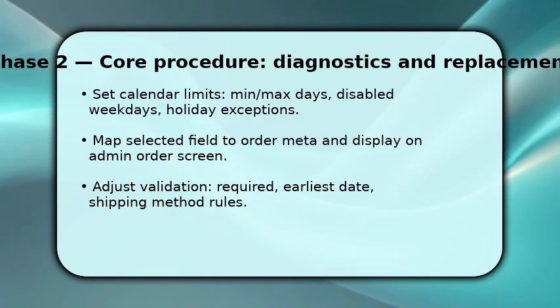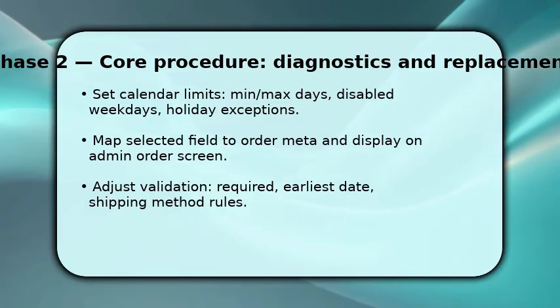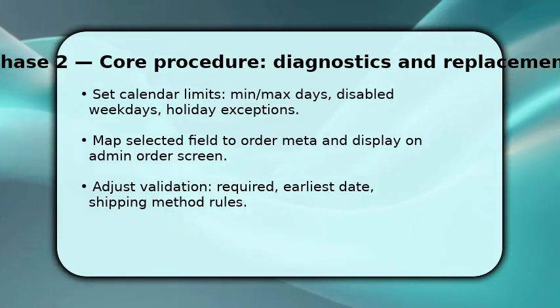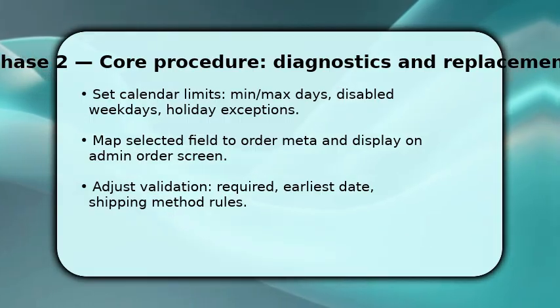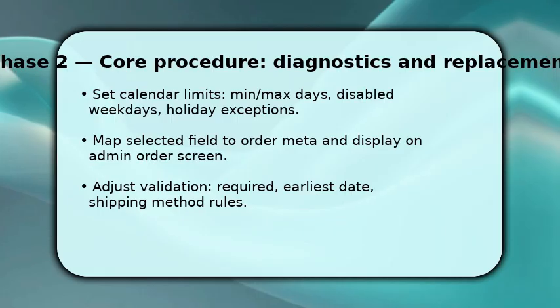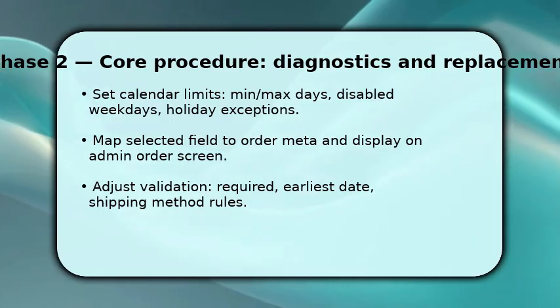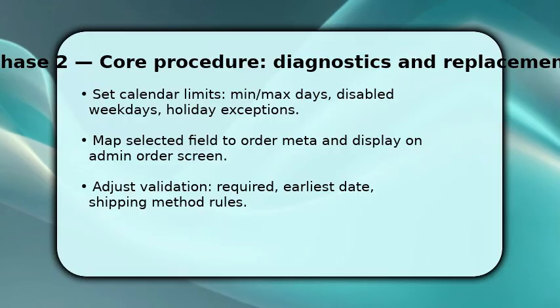Now focus on configuration and customization. Open the plugin settings and set calendar limits, minimum and maximum lead time, disable specific weekdays, and add holiday exceptions so customers can't pick unavailable dates.